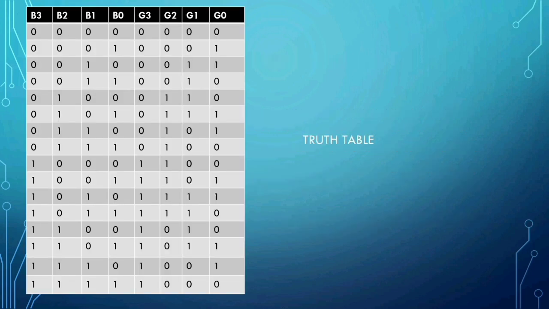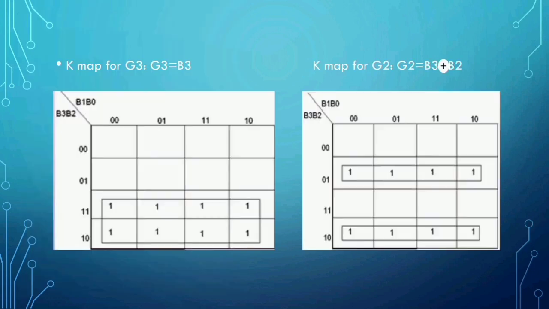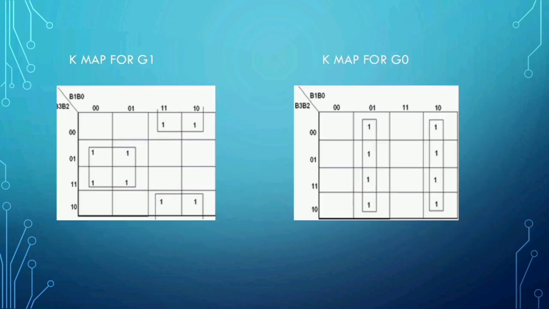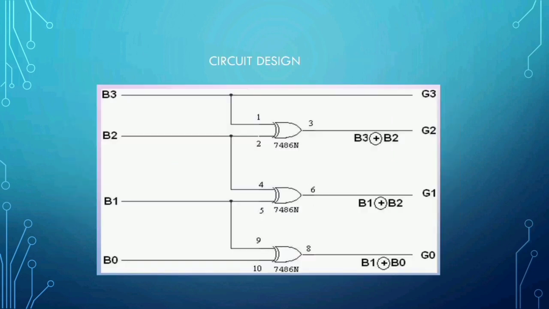Truth table of binary to gray code. K-map for G3, K-map for G2. K-map for G1 and K-map for G0. Circuit design of binary to gray code.